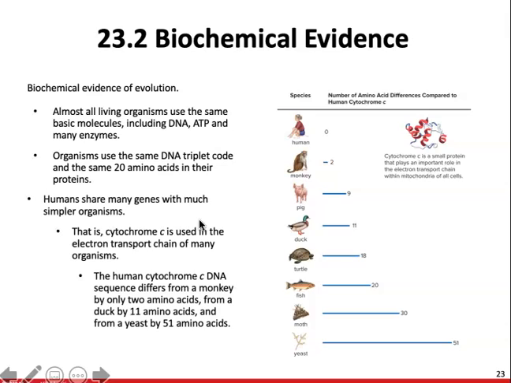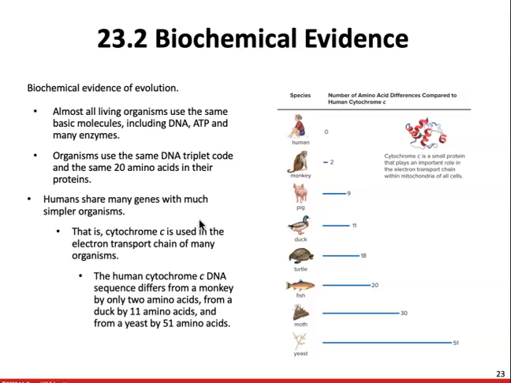There's also biochemical evidence of evolution. Almost all living organisms use the same basic molecules, including DNA, ATP, and a lot of different enzymes. Organisms use the same DNA triplet code and the same 20 amino acids in their proteins. Humans share many genes with much simpler organisms.